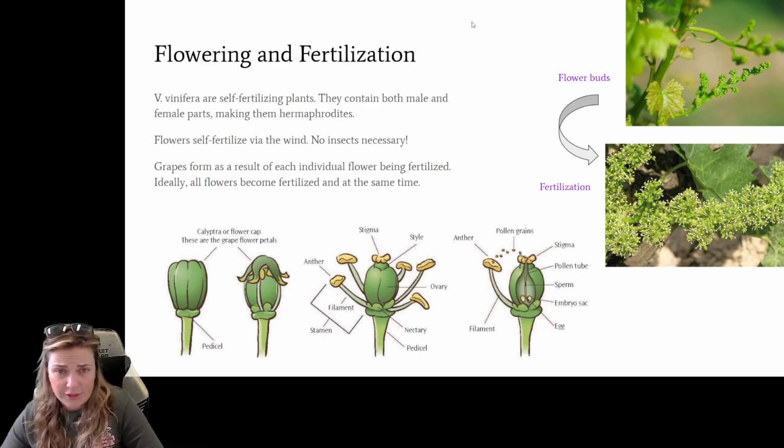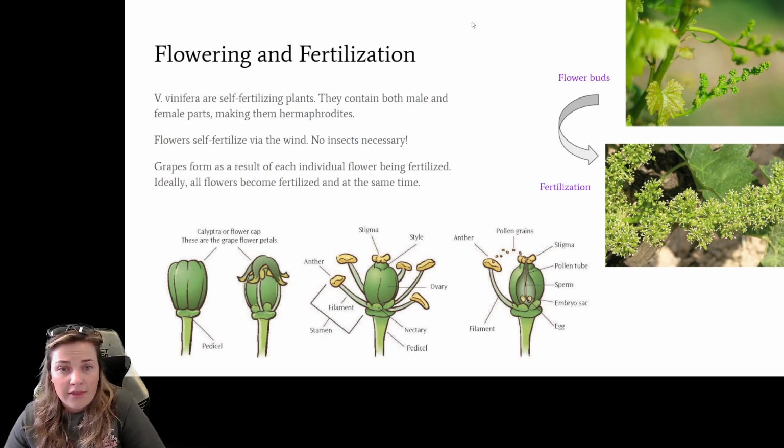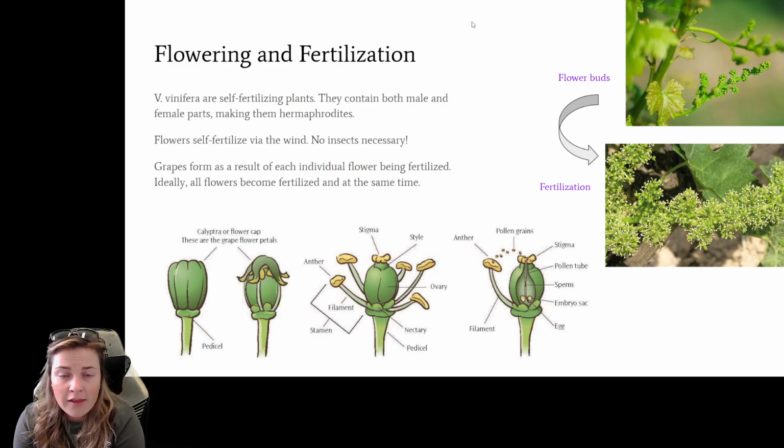Flowering and fertilization. So Vitis vinifera are self-fertilizing plants. They're hermaphrodites because they have both male and female parts. So that makes them a perfect flower. So they don't need insects. They don't need much to fertilize. They don't depend on anything other than some wind. The wind will come through, and what will happen is the pollen will fertilize itself, and then every single flower becomes one berry of a cluster.